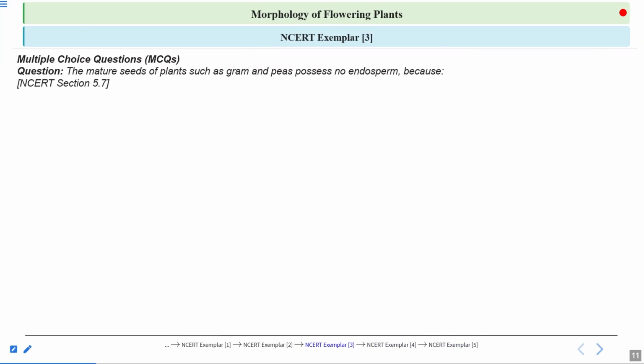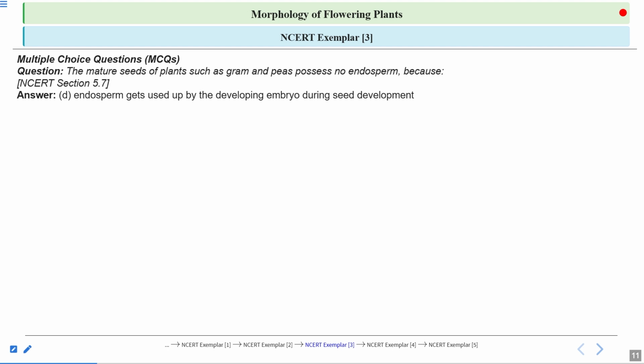This was our question, and the answer is D. D option is correct. Endosperm gets used up by the developing embryo during seed development, right? There is a development of the embryo, and for the development of the embryo, they require nutrients. Where is the nutrient present?